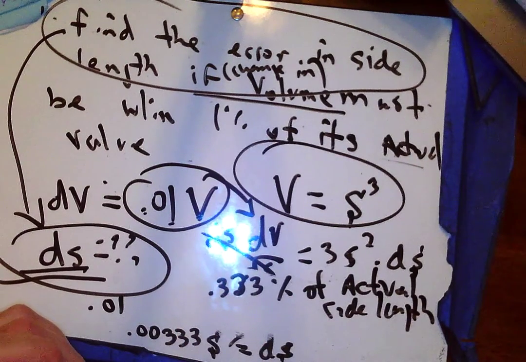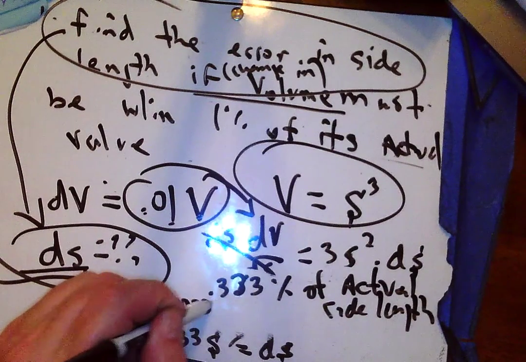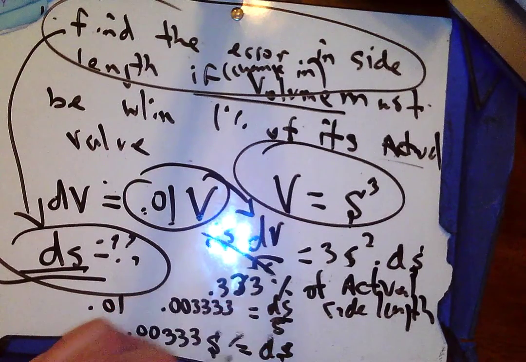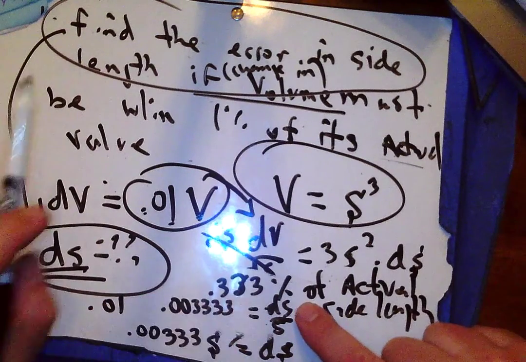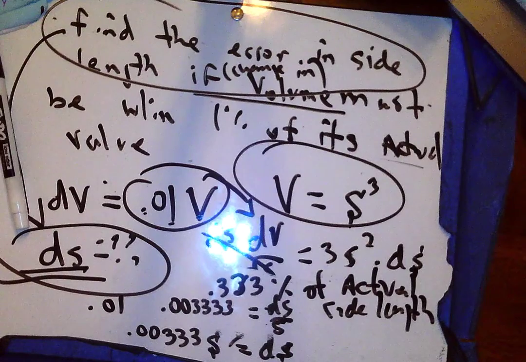But wait, there's more. What if we divide both sides by s? And then we get 0.00333 and so on equals ds over s. See it there? The percent. What percent is that change in side length?